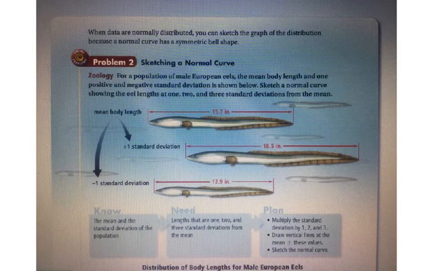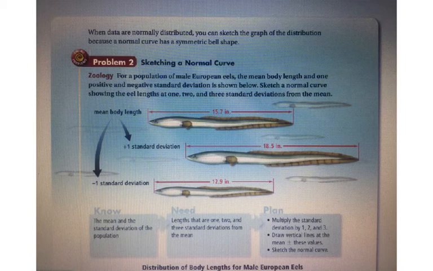In problem 2, it says, for a population of male European eels, the mean body length and one positive and negative standard deviation is shown below. Sketch a normal curve showing the eel lengths at 1, 2, and 3 standard deviations from the mean. So in these eels, the mean body length is going to be 15.7. One standard deviation away one way is going to be 18.5, and one standard deviation the other way is going to be 12.9. So the first thing that I want to figure out is how far to the left and to the right of the mean my standard deviation is.